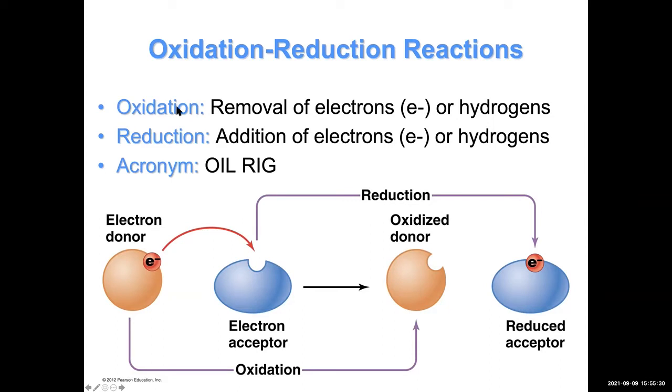Now, oxidation is going to be the removal of electrons or hydrogens. Reduction is going to be the addition of electrons or hydrogens.